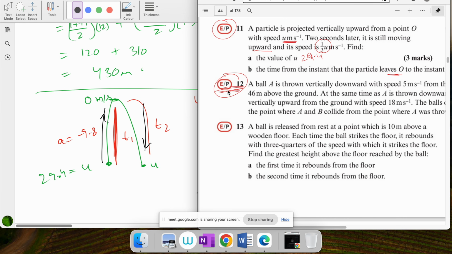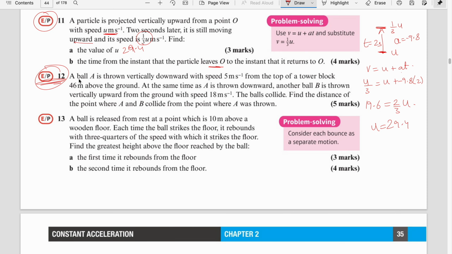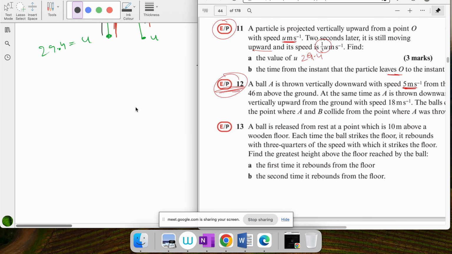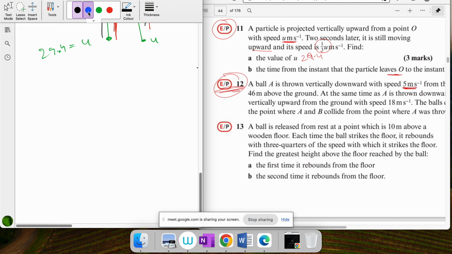Question number 12. A ball A is thrown vertically downwards with speed 5 meters per second from top of a tower. Okay, let's just extract the data.